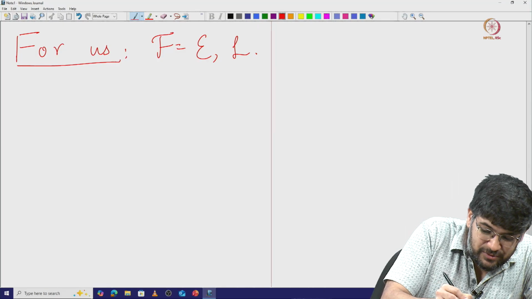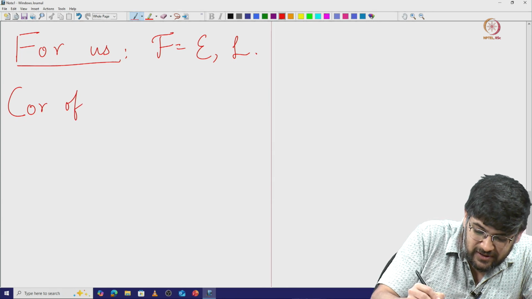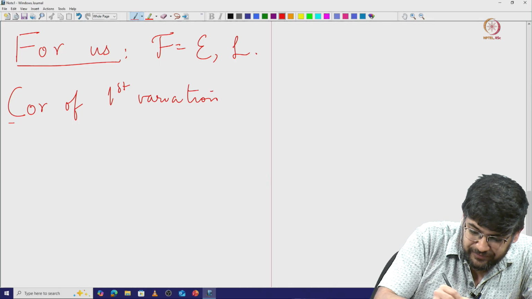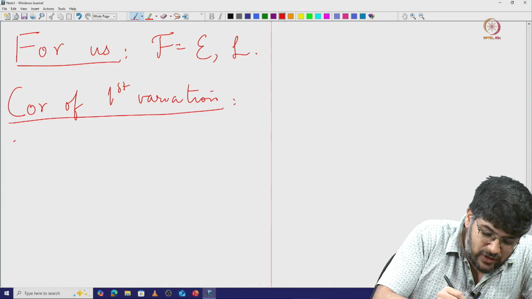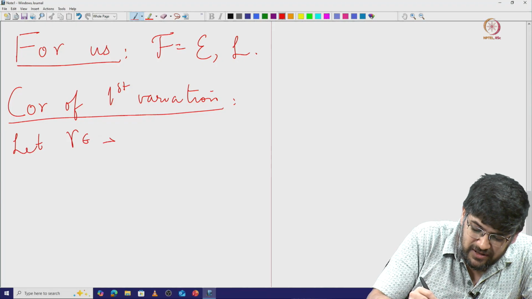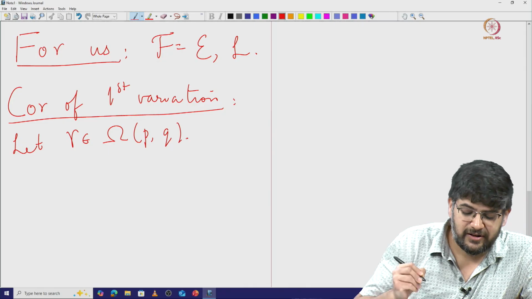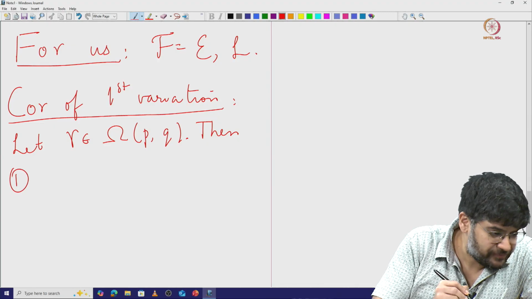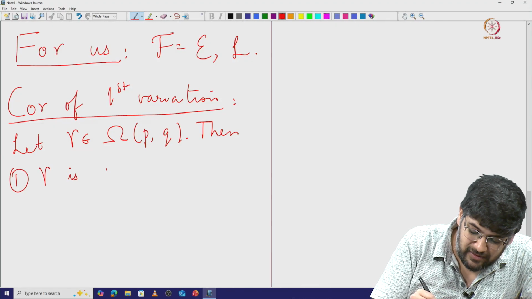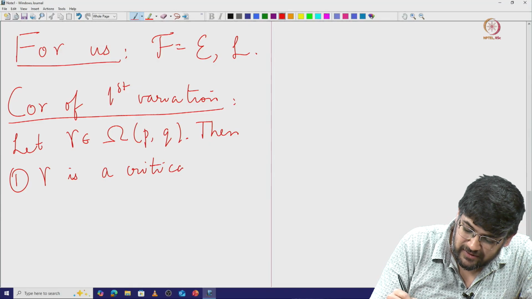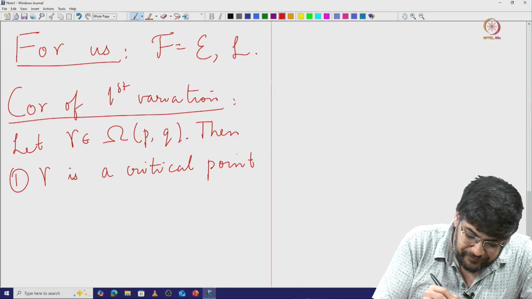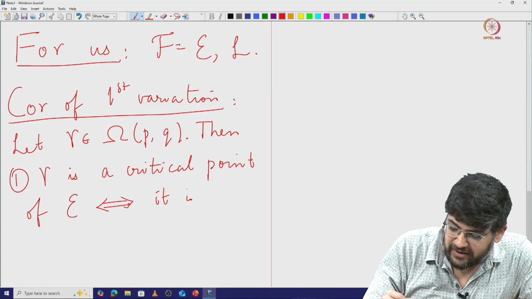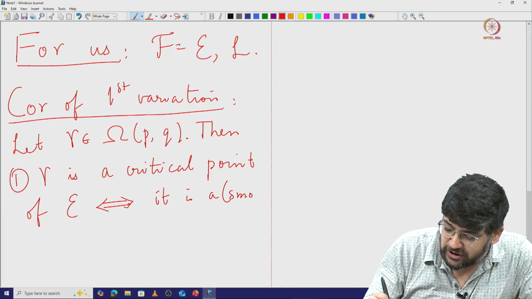Okay, so our main corollary of the first variation formula is the following. Let little gamma be an admissible path connecting P to Q. Then gamma is a critical point of the energy functional if and only if it is a smooth geodesic.